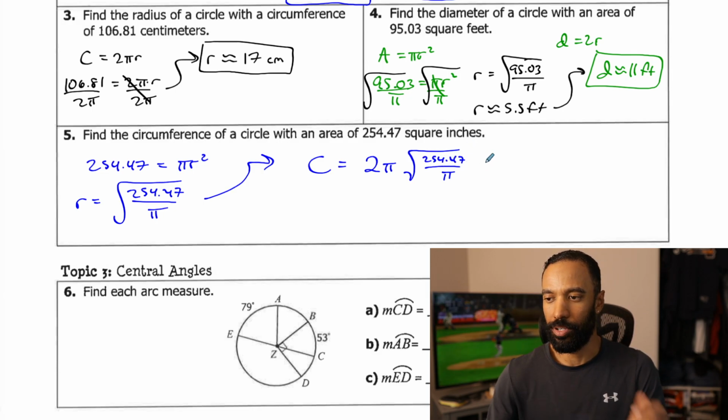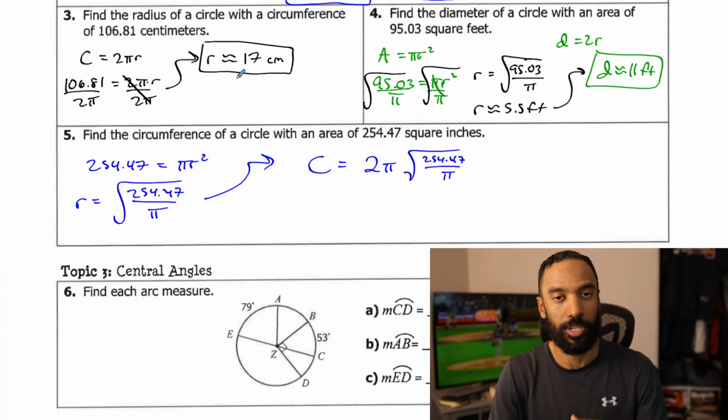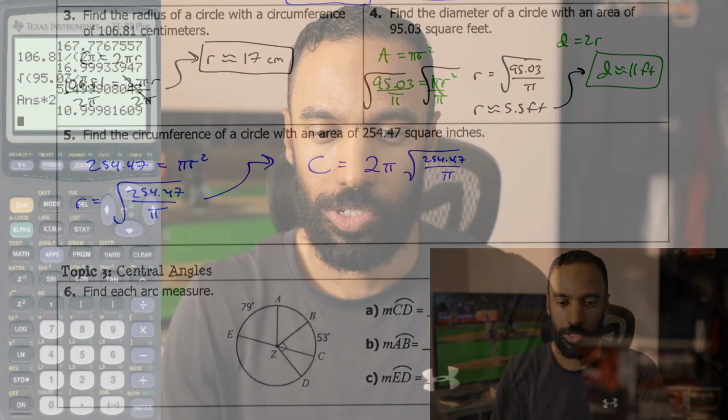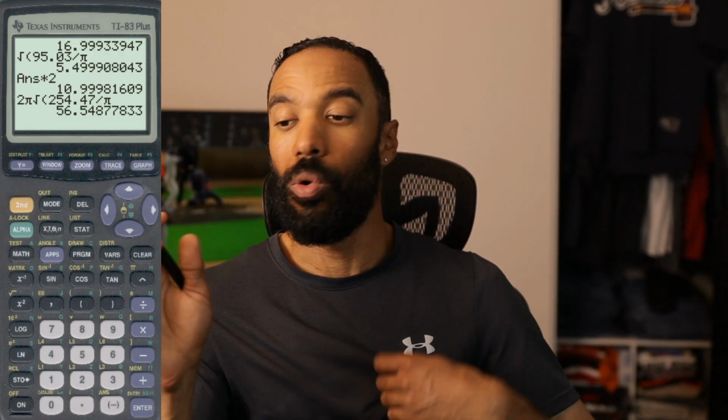So this is what we want to do in the calculator. No, these pi's do not cancel because one's inside a square root and one is not. So let's do 2 pi times the square root of 254.47 over pi. All right, so it's not a perfect value of any sort. Oh, you know what? This is not in terms of pi. So I'll do it in terms of pi one.